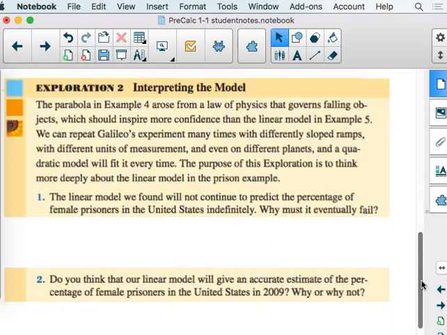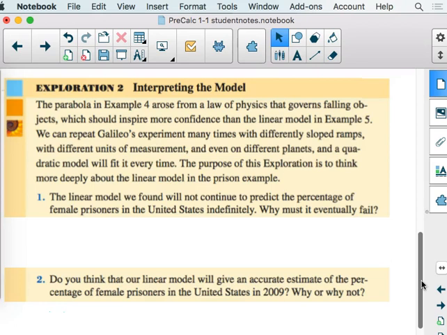So the exploration here says the parabola in example 4 arose from the law of physics that governs falling objects, which should inspire more confidence than the linear model in example 5. But that's because of the data. The data that they had can be recreated very easily. It's not like the prison population, where if you go to the next year, things might change. It's very stable. We can repeat Galileo's experiment many times with differently sloped ramps, with different units of measurements, and even on different planets, and a quadratic model will fit it every time.